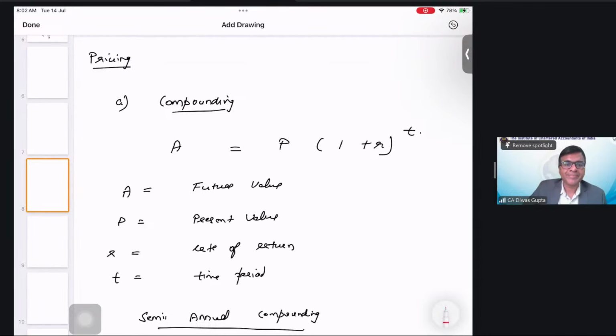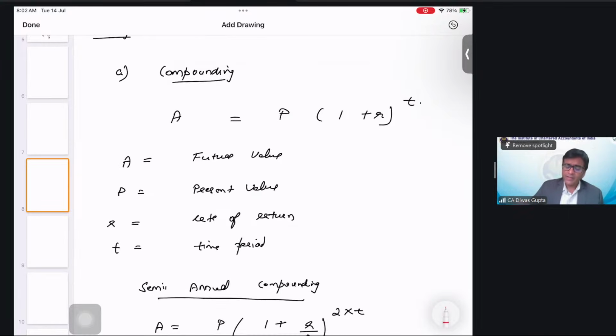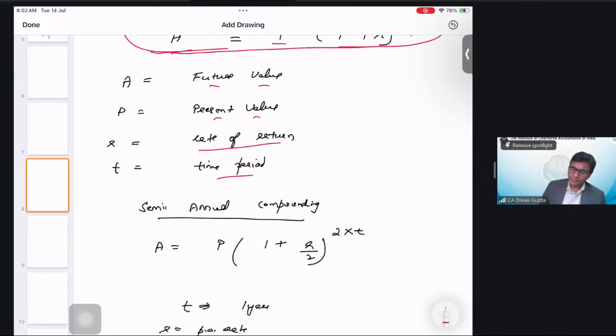So, if we move ahead, let's also now talk about the pricing slash valuations. Now, pricing is actually taking some of the concepts from compounding. What do we mean by compounding? We know this easy formula, right? Where A is the future value, P is the present value, 1 plus r is the rate of return, and T is the time period, right? So this is my compounding on a yearly basis.